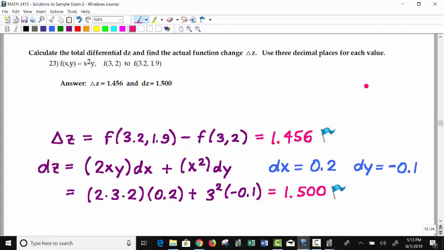Now here's a total differential calculation. There are two things we calculate: the change, and then the actual dz, which is the differential. And remember, these should be close to each other. There's no exact rule for how close, but if you got 1.456 here and got like 4.5 for the other one, you're pretty far off, so something went wrong.